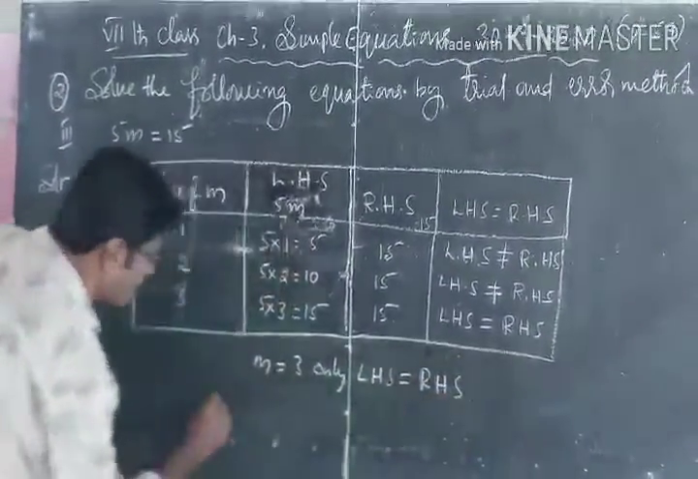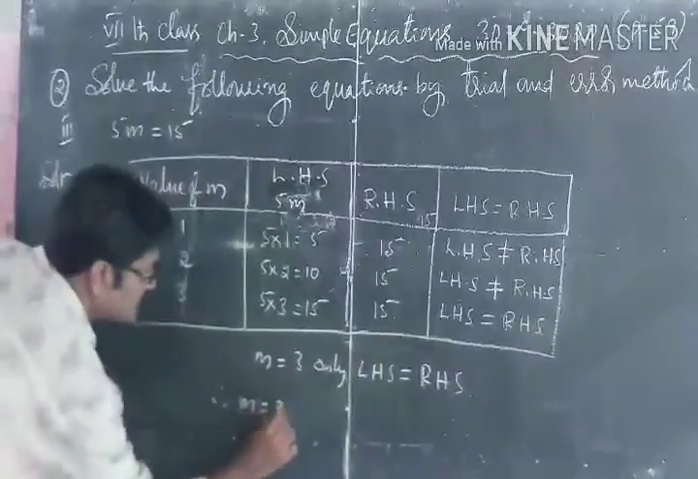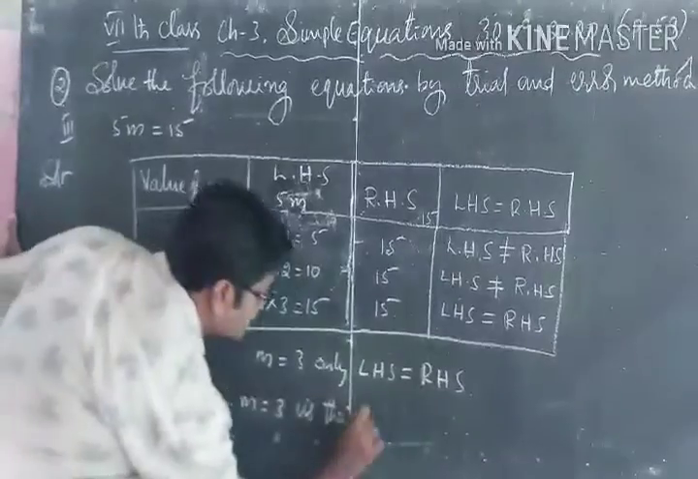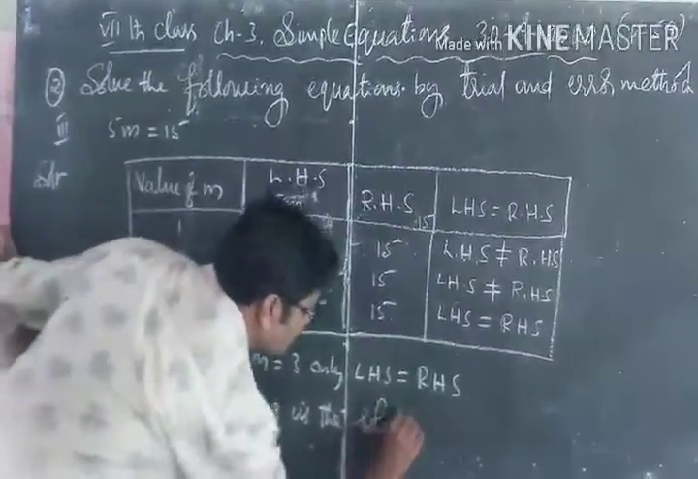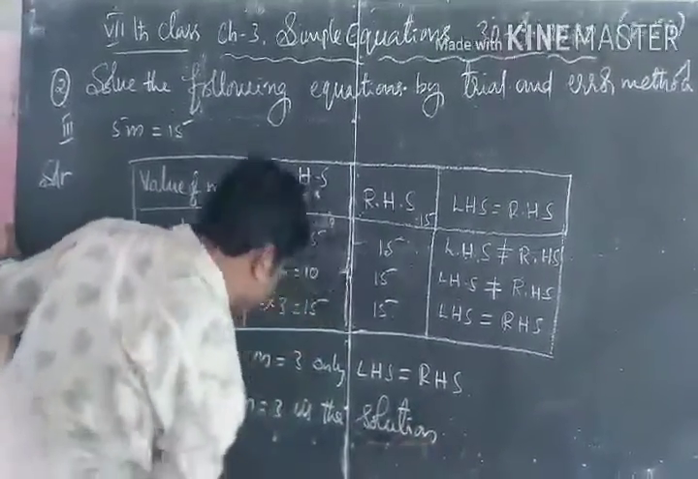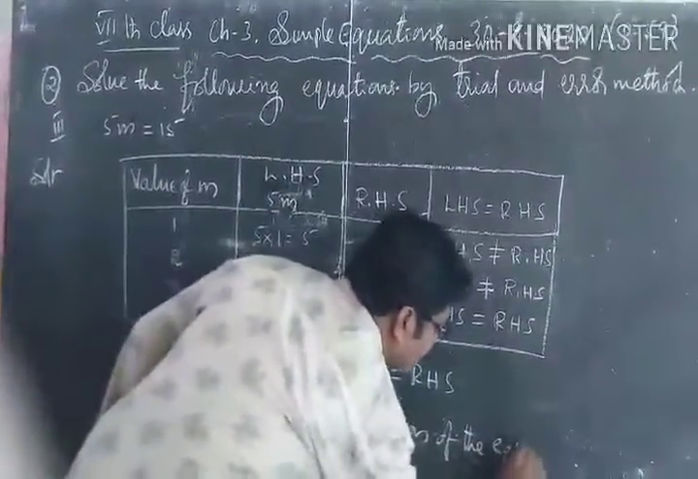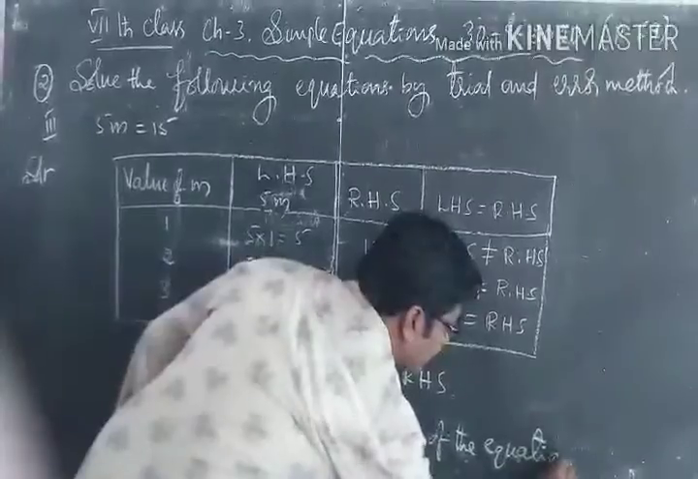So, therefore, m is equal to 3 is the solution of the equation. Understood, children?